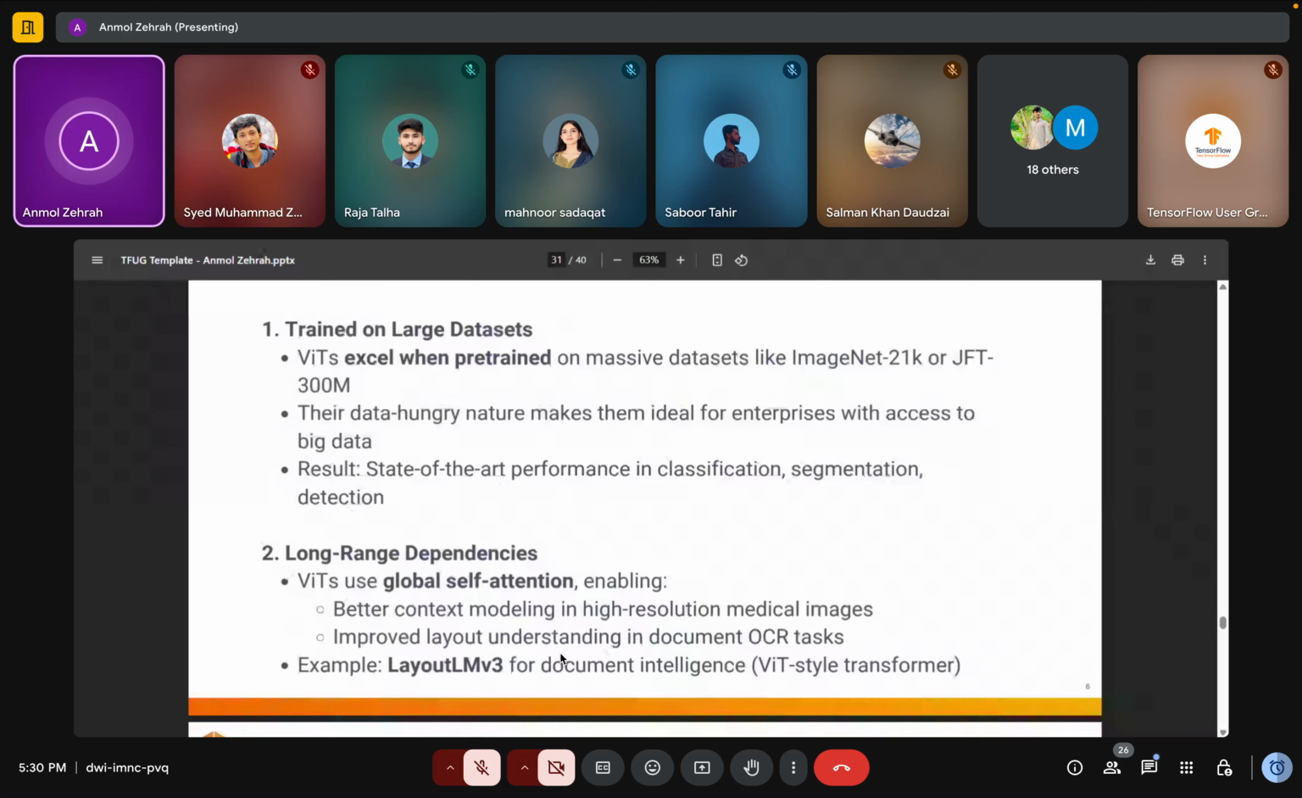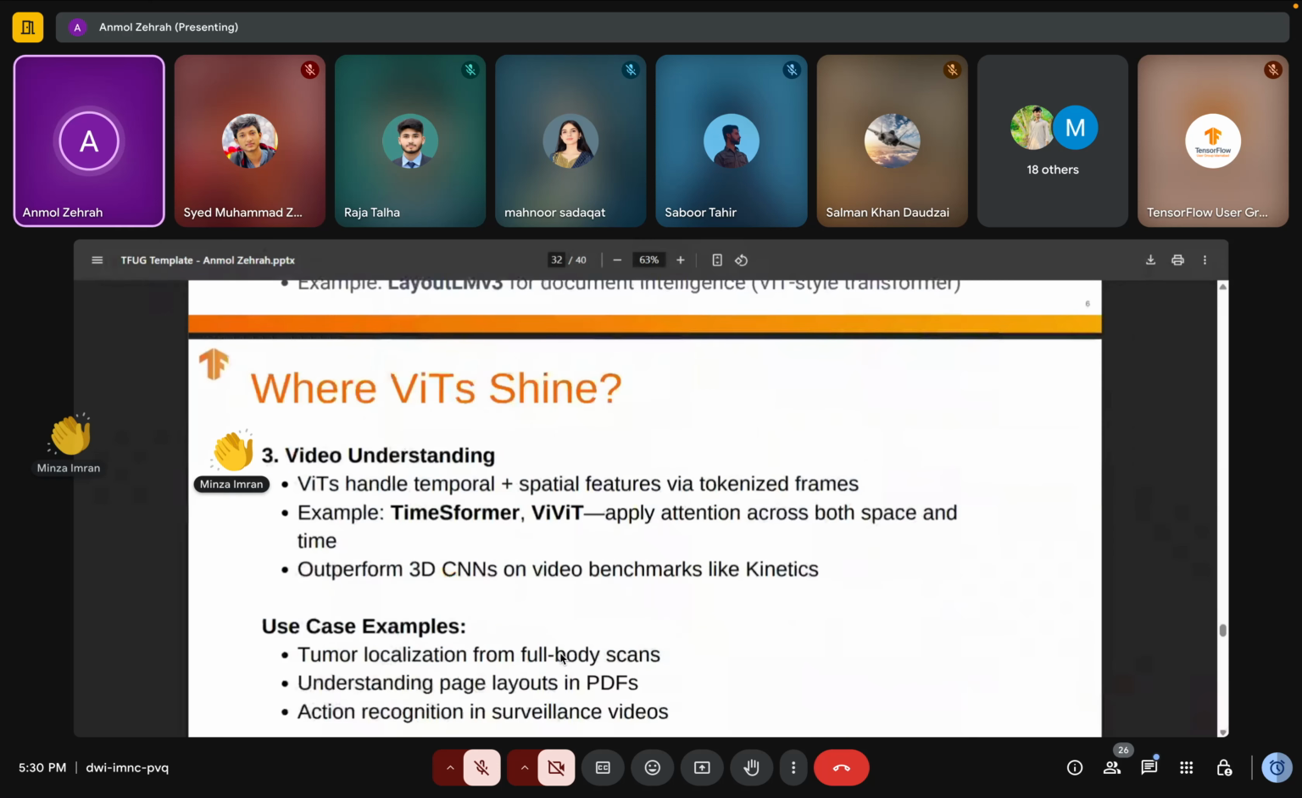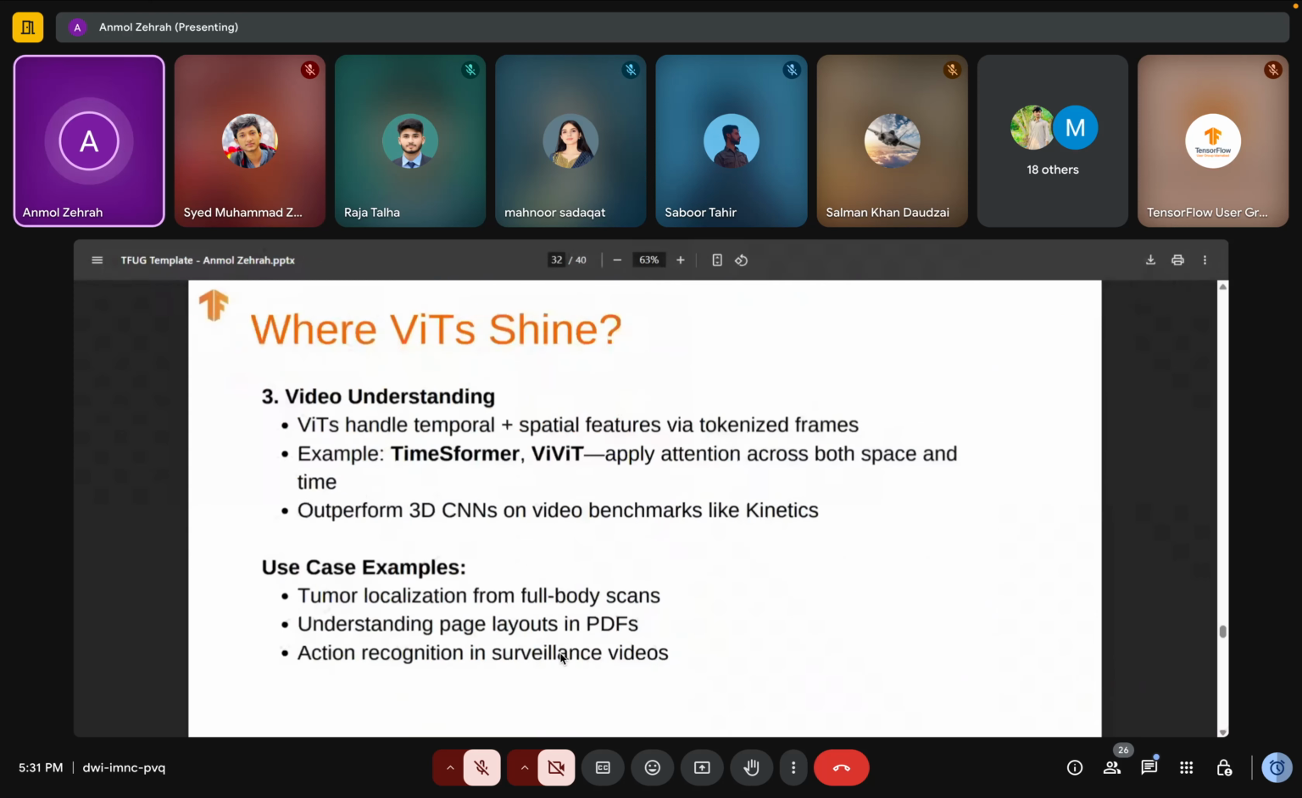ViTs are going to be excellent at modeling context in medical images, even document OCR tasks. And for video understanding, because videos are a lot of data, ViTs can very well handle temporal and spatial features. They also outperform 3D CNNs on benchmarks like Kinetics. Understanding different page layouts in PDFs, all of these applications come under ViT.